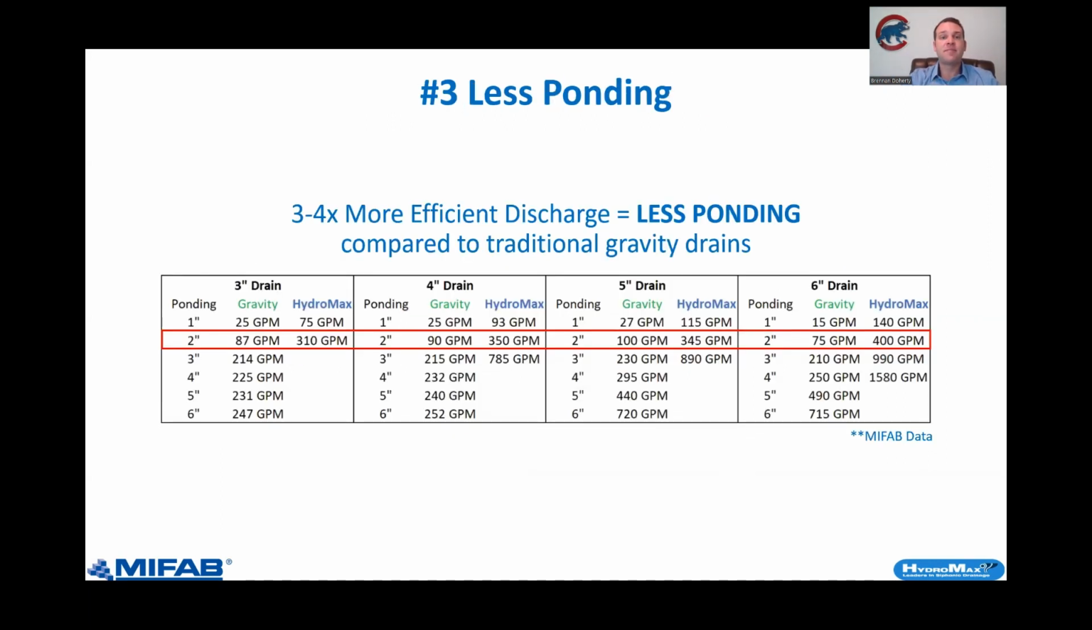For a siphonic system, there is always going to be less ponding compared to a traditional gravity. It's about 3 to 4 times more efficient. And you can see at that overflow mark, that's exactly what metrics it's hitting.